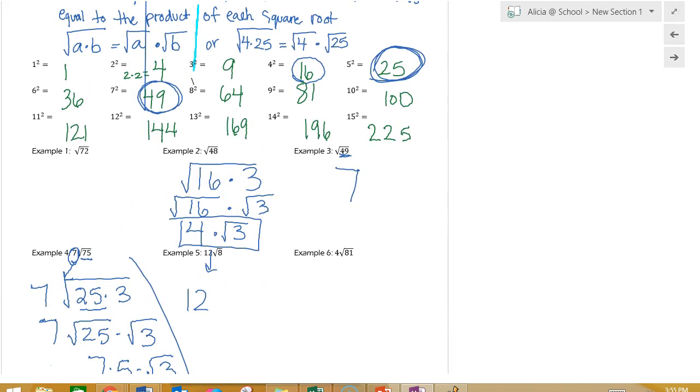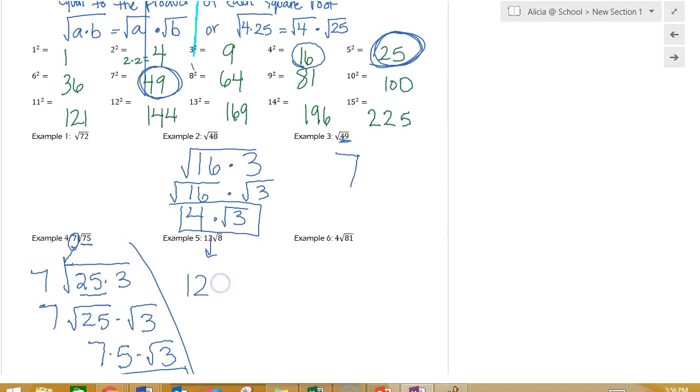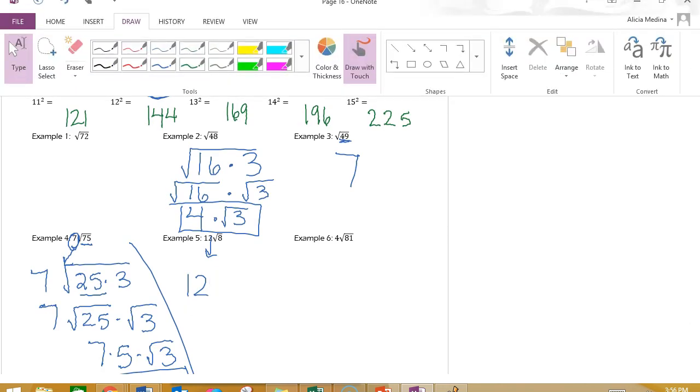Is 8 a perfect number? No. But can I see any number that 8 is divisible by? Or again, go back to my multiplication chart. Hopefully we can know that 8 is divisible by 4. And we can break 8 up to be 4 times 2.